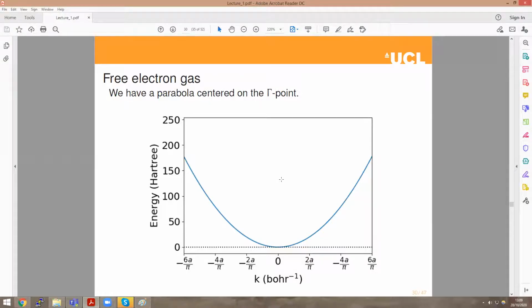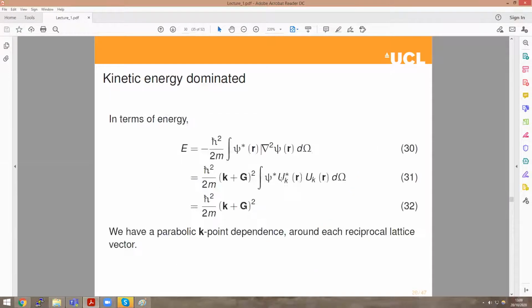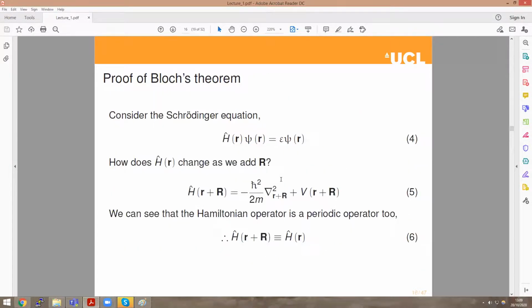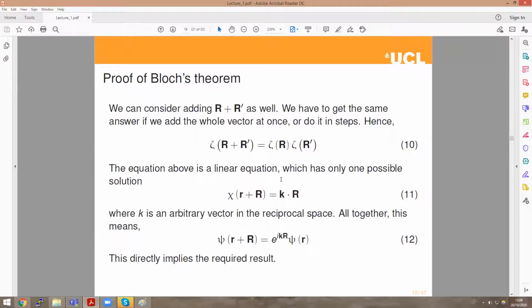Hi, Tom. Yes, I was just wondering, in equation 10, you expressed the R as like a multiple, and I was wondering, why can you do that?